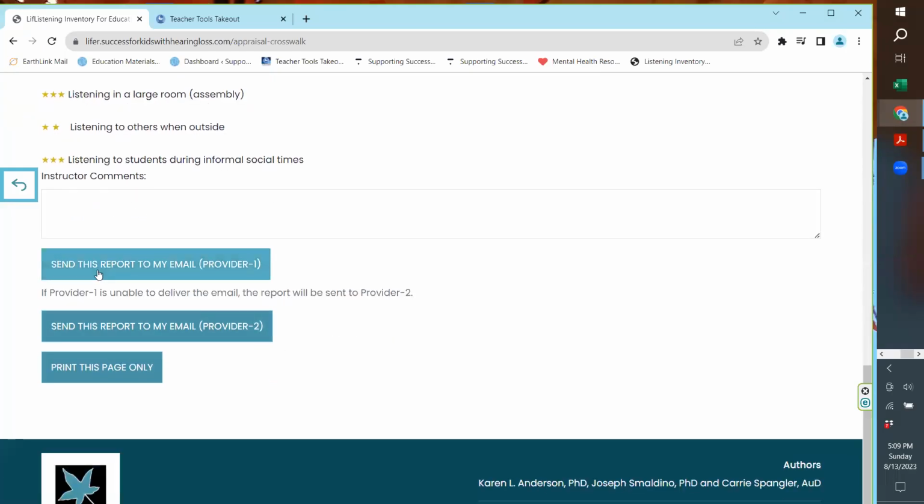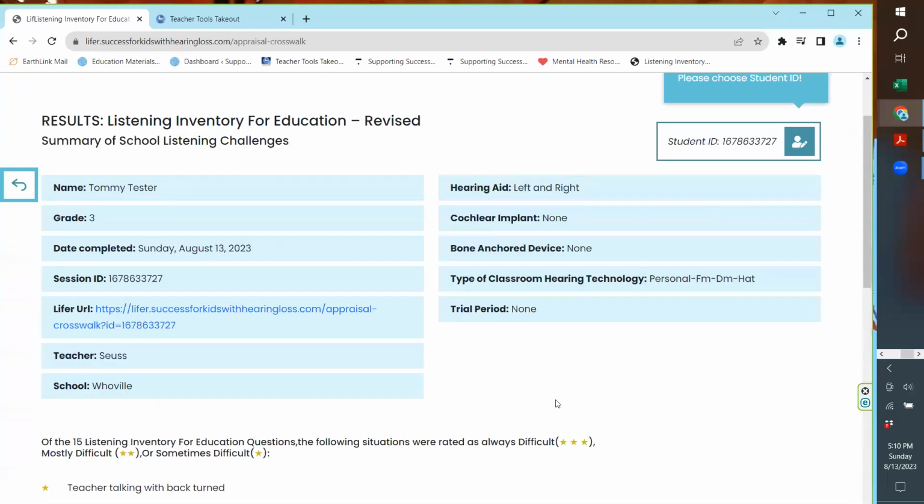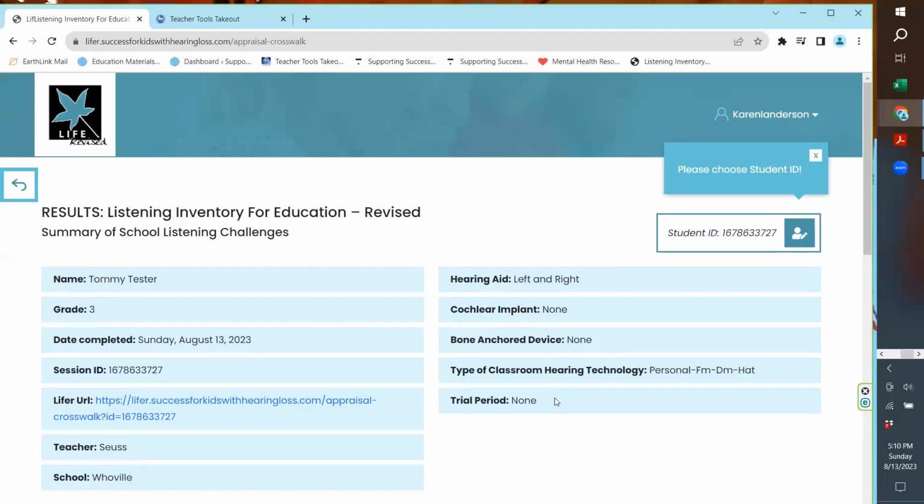And you can ask that it be reported to your email. And if it doesn't get through the first time, it'll go through that different system and try and send the report to you. If you were able to get the password, you should be able to get the email. Or you can just print this page. I would suggest doing it as a PDF and put it in the child's e-folder or put it in a paper folder. So that is the report, that is Summary of School Listening Challenges.